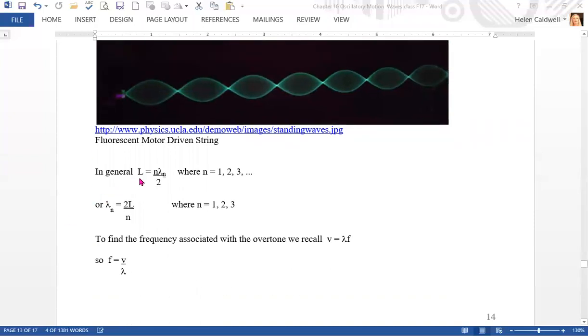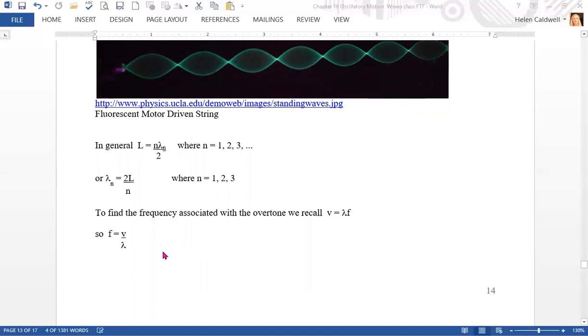Alrighty, so in general, L is equal to N times lambda sub N over 2. L equals N lambda over 2. Or if we want to rearrange it, we could say that lambda sub N is equal to 2L over N.